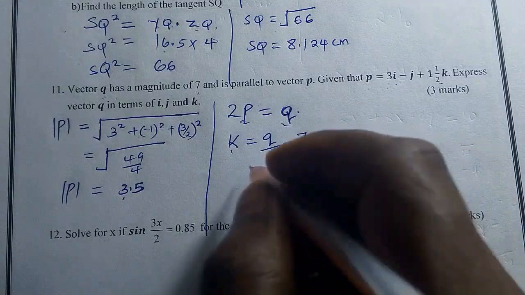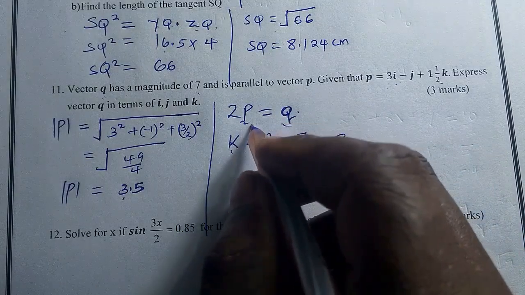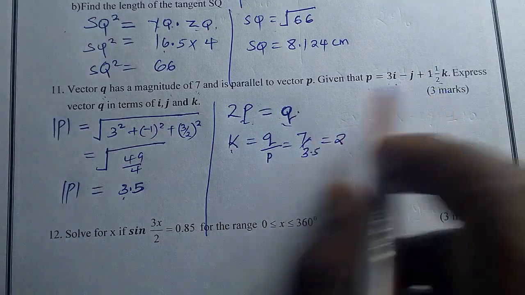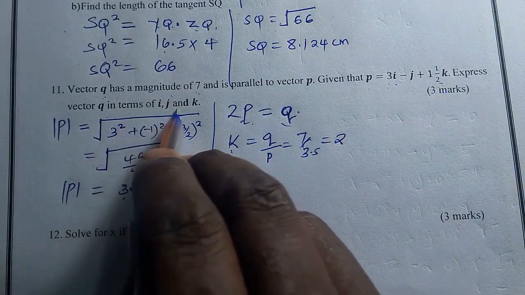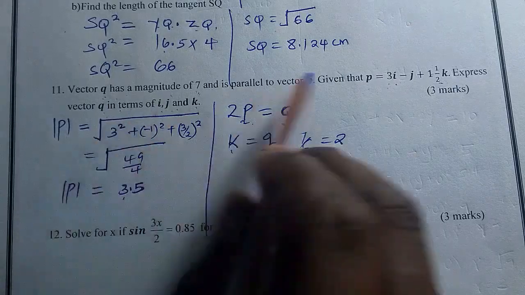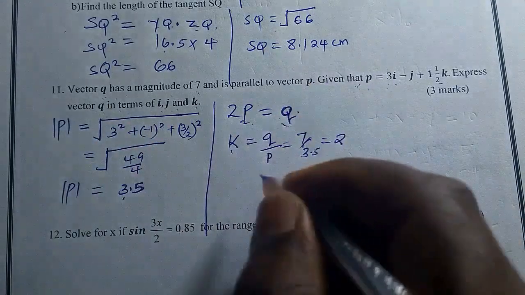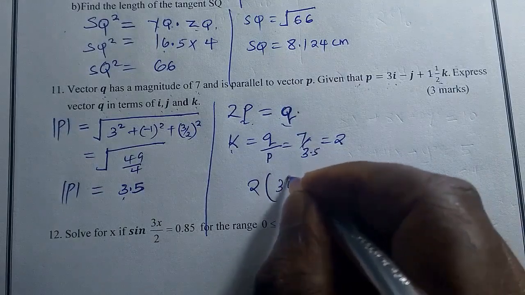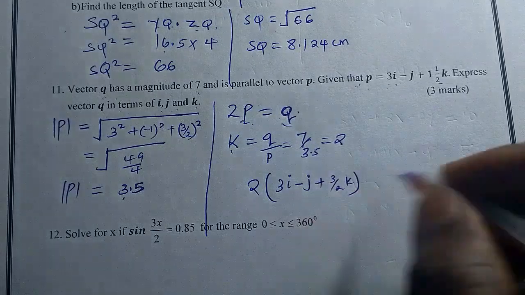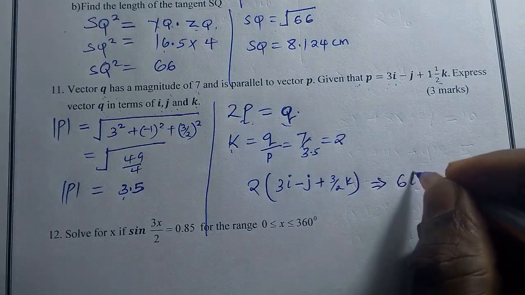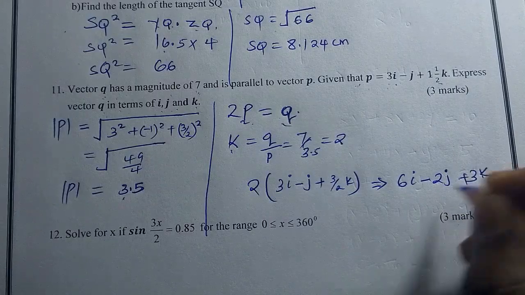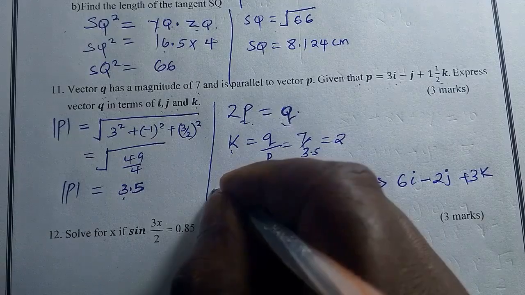So we were asked to express Q in terms of i, j, k, and we see that Q is twice P. So that is 2 into 3i minus j plus 3 over 2 k. And that is 6i minus 2j plus 3k. And that is vector Q.